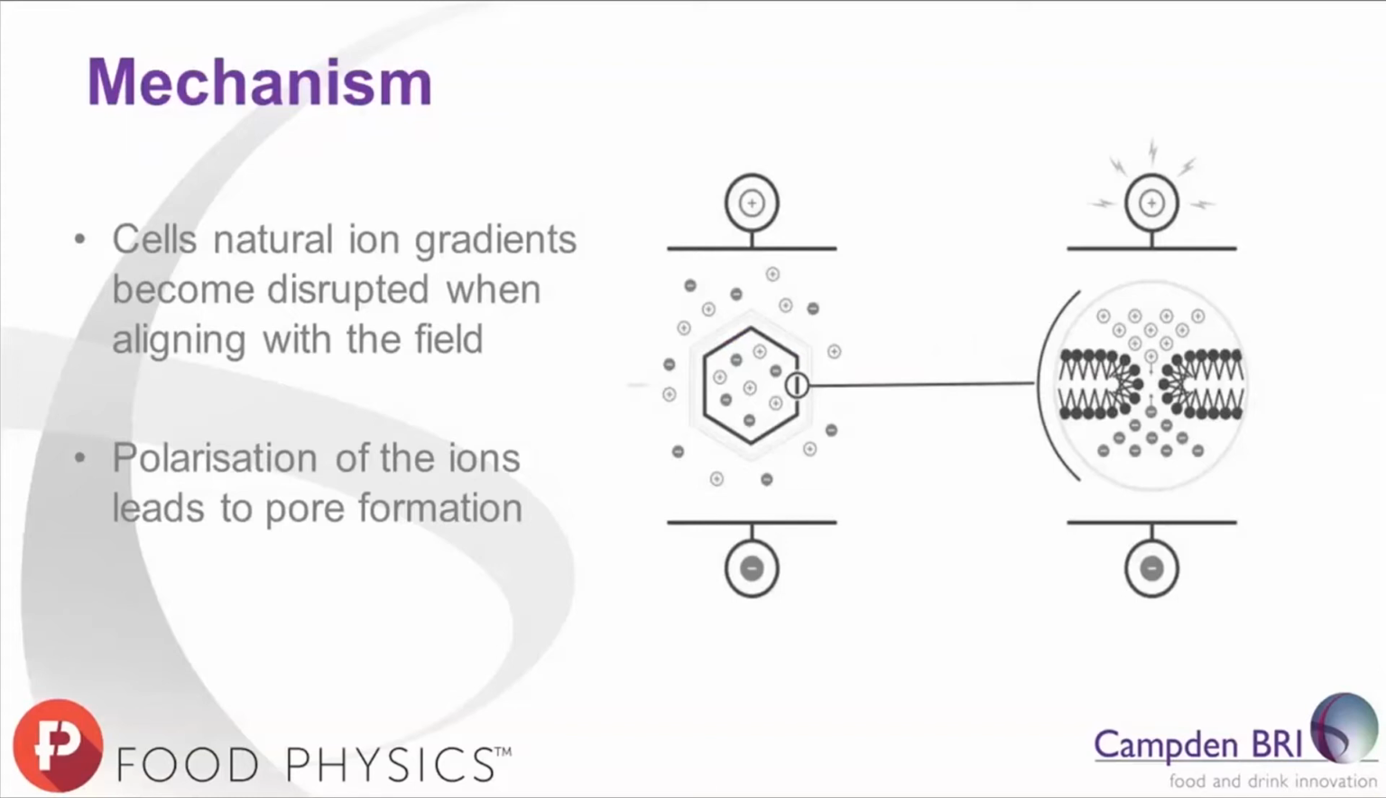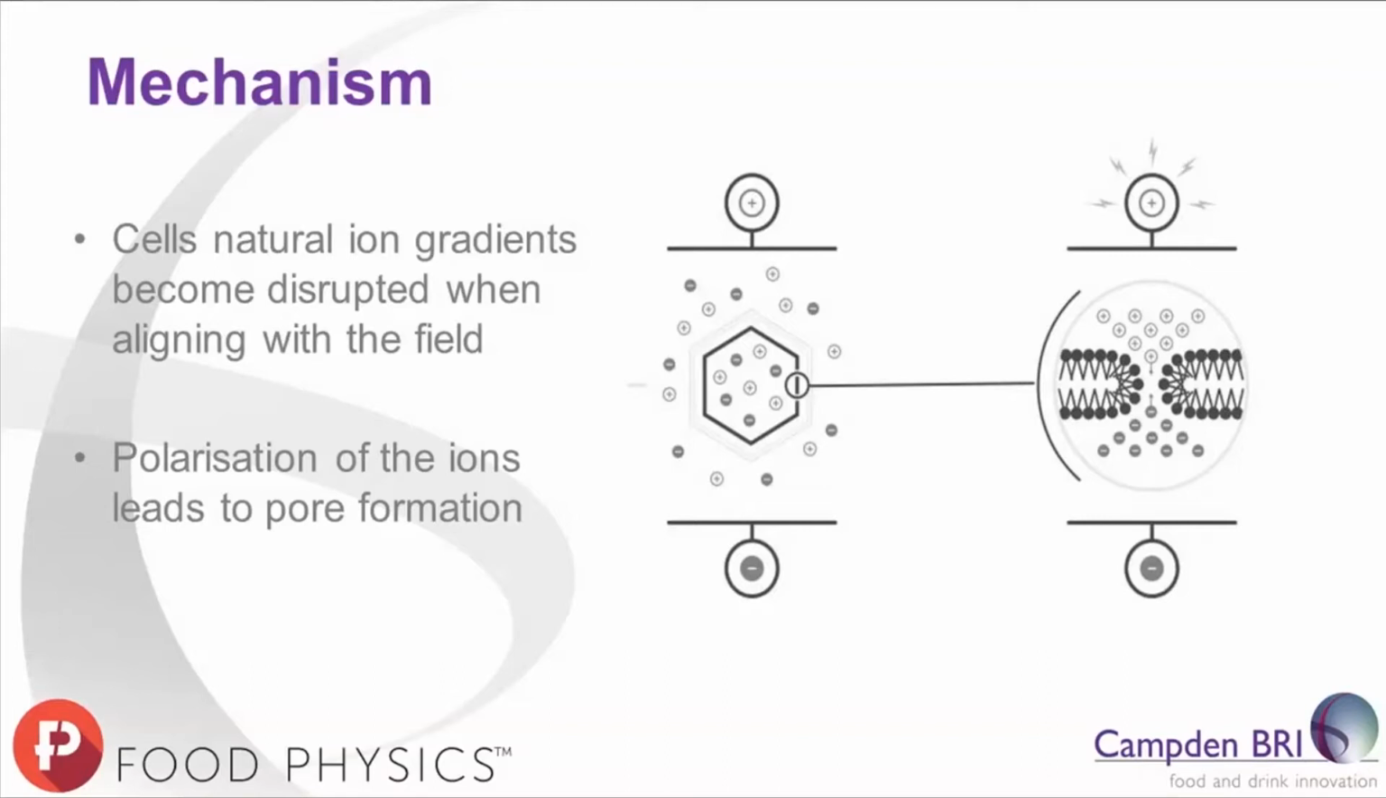The basic mechanism of how pulsed electric fields works is most cells, living tissue cells, will set up a natural ion gradient where they're controlling the nutrients and the ions and solutes that they want to get in and out of the cells for their own metabolism. As soon as you start to apply a high voltage electric field with those cells in between, you can start to disrupt all the ions and you can cause polarization. As soon as you polarize those ions, you can then lead to pore formation within the actual membrane tissue of the plant cells or microbiological cells, depending on the application that you're trying to apply the technology for.